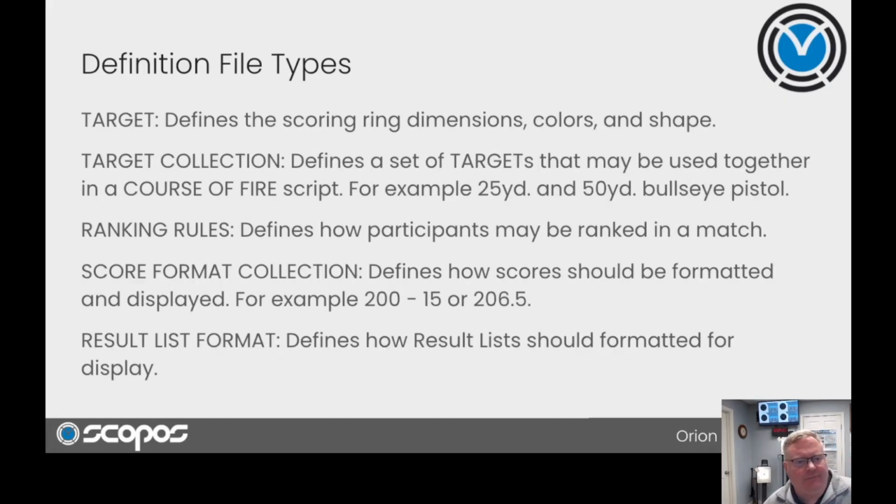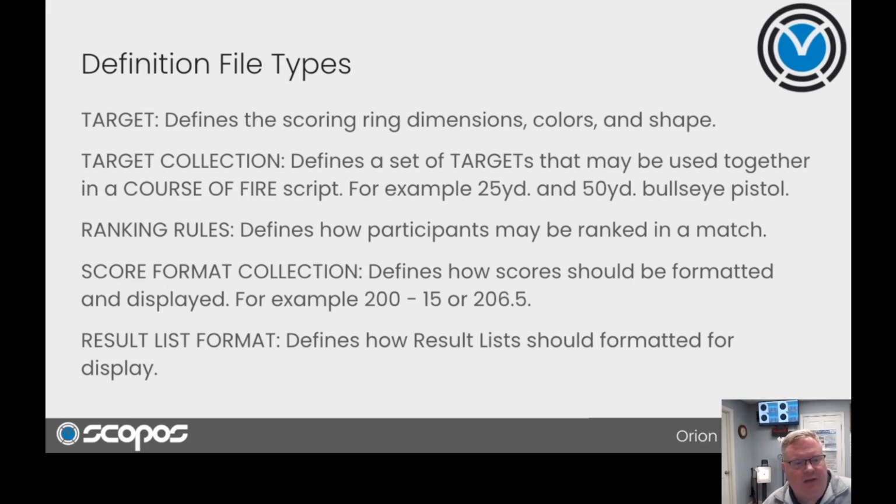A target, as you might guess, is the definition of the scoring rings that athletes fire at, as well as the colors and shapes of that target. We have already predefined, at least as far as we can tell, all of the major targets that the major governing bodies here in the United States use.